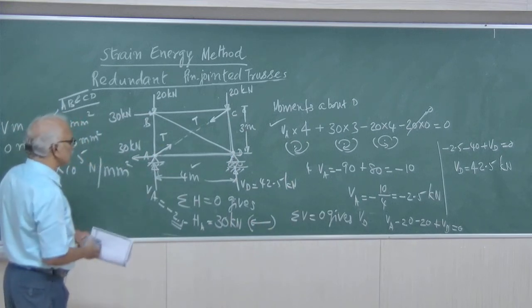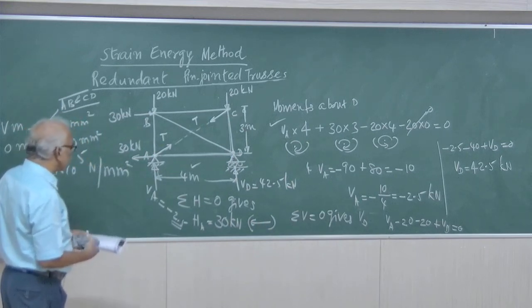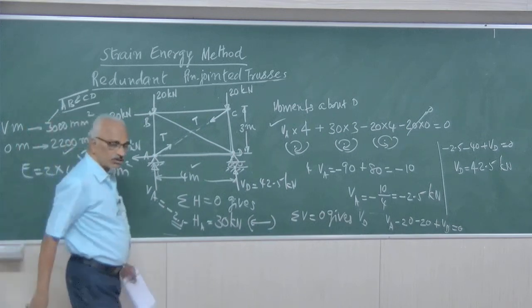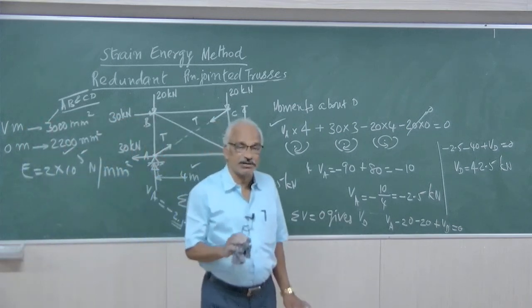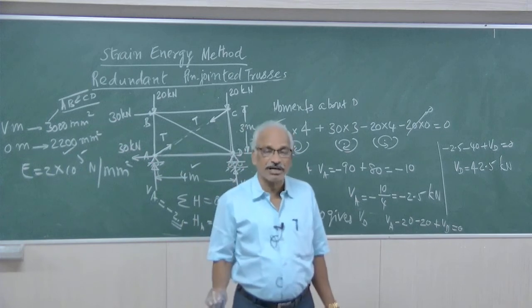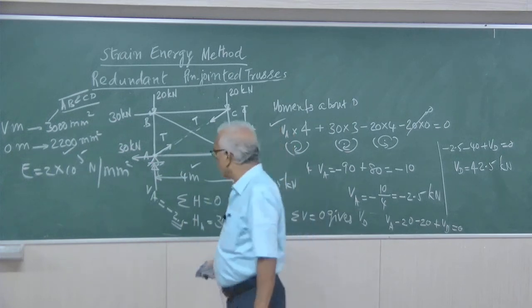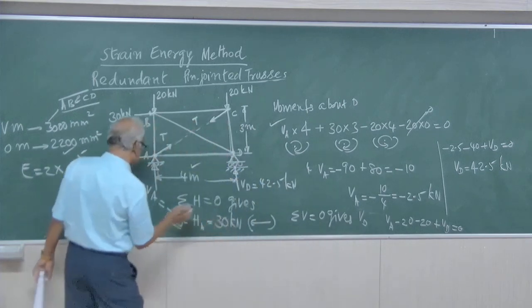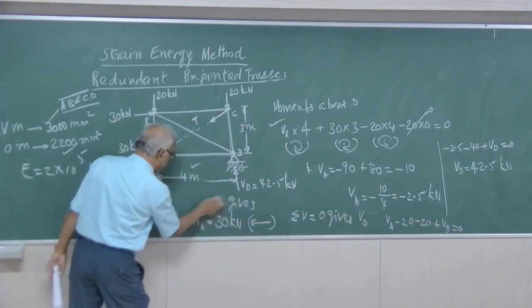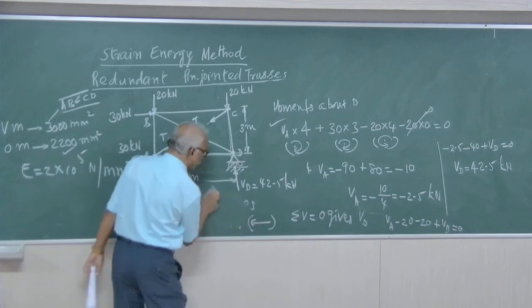So that's about the reactions. Now we have satisfied sigma V equals 0, sigma H equals 0, and sigma M equals 0. Only after satisfying all these three equilibrium conditions do we go for the method of joints. So this is a very important point in the analysis of a truss.